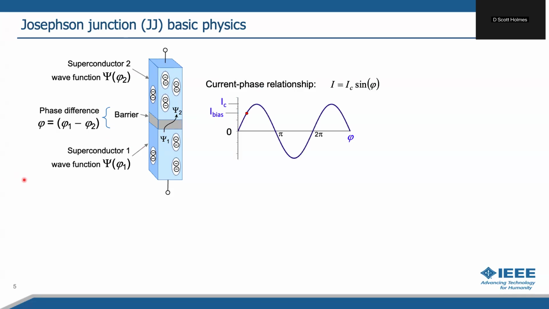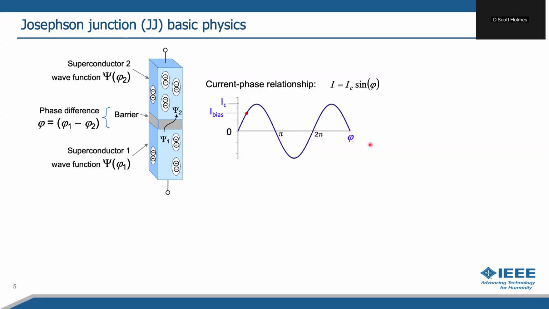And the current-phase relationship is that the current is equal to the critical current of the junction, which is a function of the area and how thin or how thick the barrier is, how easy it is to tunnel through the barrier, and things like that. So the critical current of the junction times the sine of the phase difference. Well, that means that the current starts out at zero with zero phase difference, rises up to a peak at pi over 2 phase difference, then drops to zero, goes negative, and comes back.